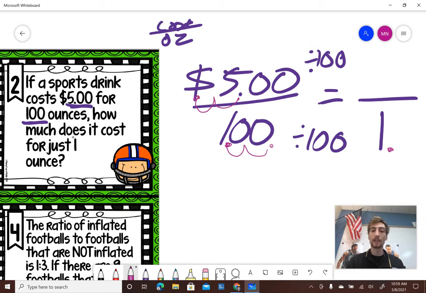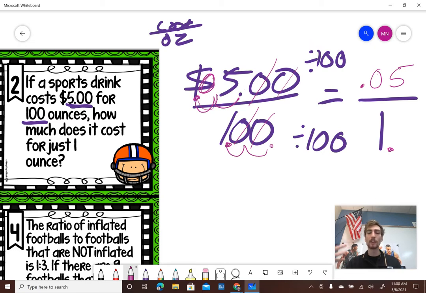And so if I do that, I no longer have the zeros, right? But then notice I need to add a 0 in front of that 5 because I moved 2 places to the left. And so I have 0.05 over 1. That's my cost per 1 ounce.